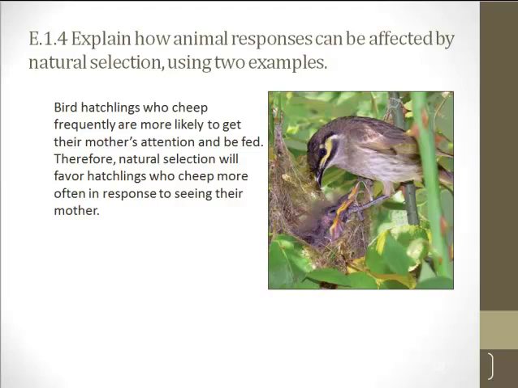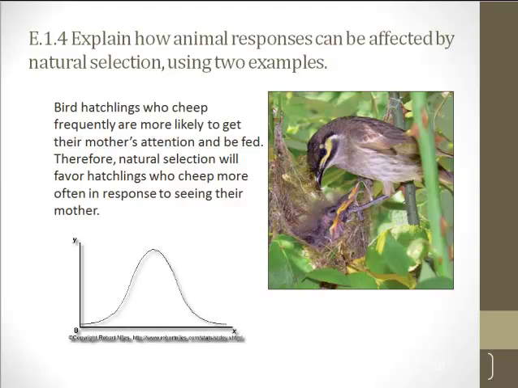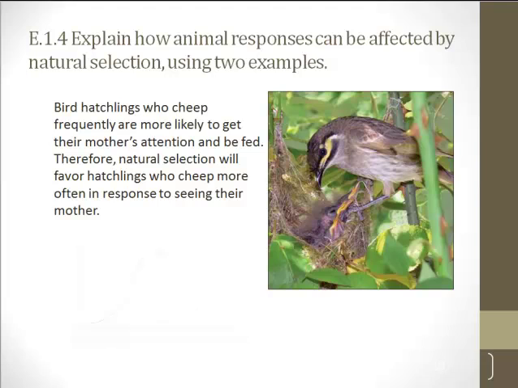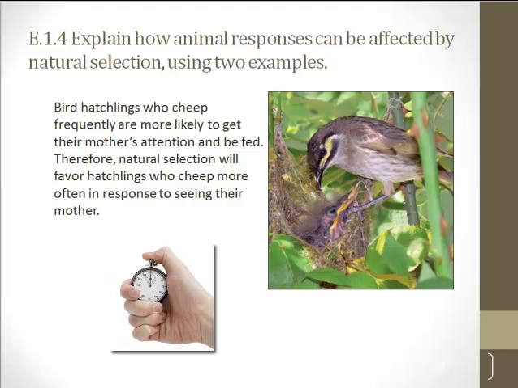The first one here is bird hatchlings. So imagine that there's this sort of continuum, this bell curve of cheeping ability. There are some birds that are born that may cheep 2 or 3 times in a 15-second span. Then there may be others that cheep 7 or 8 times in a 15-second span. And then there might be birds that cheep once every second, or 14 or 15 times in that same time period. So there will be a bell curve of behavioral responses.